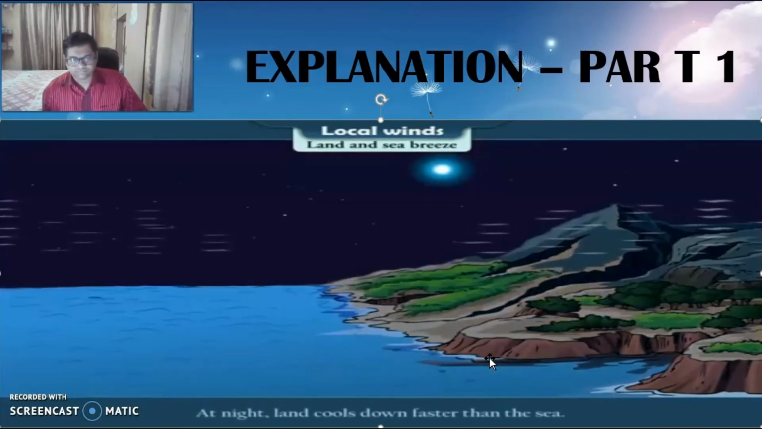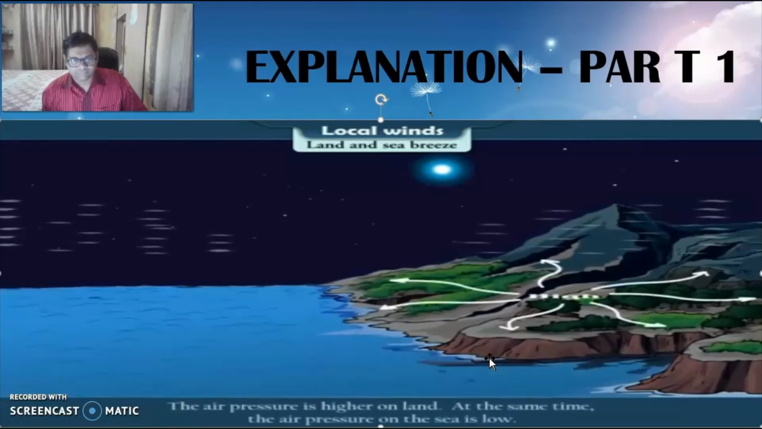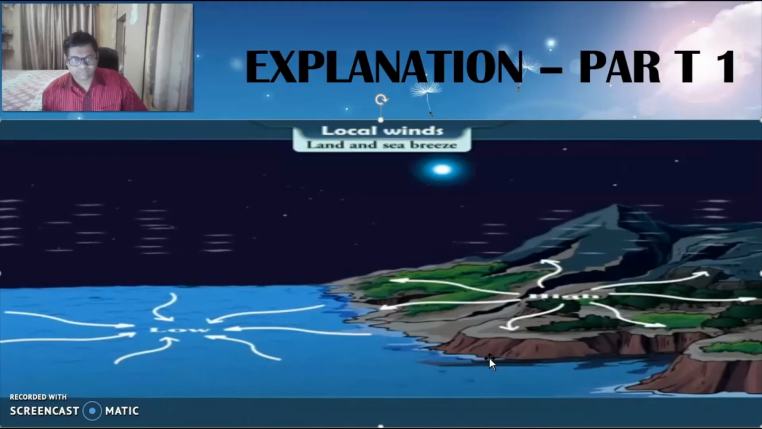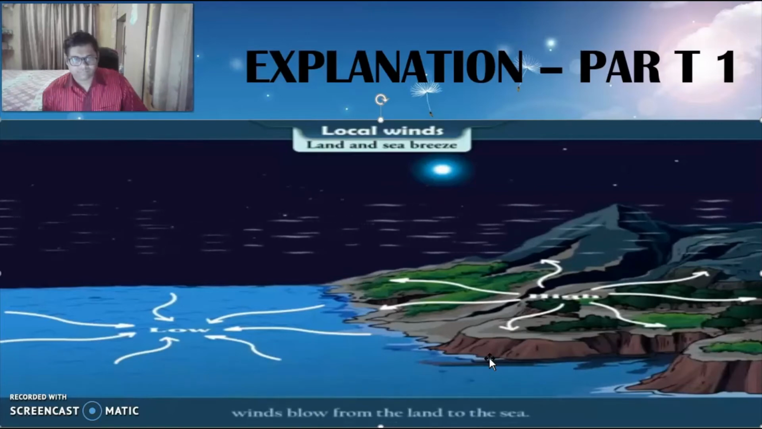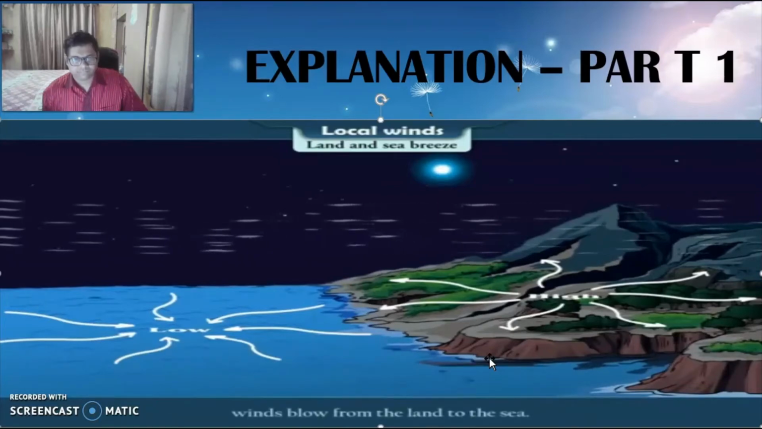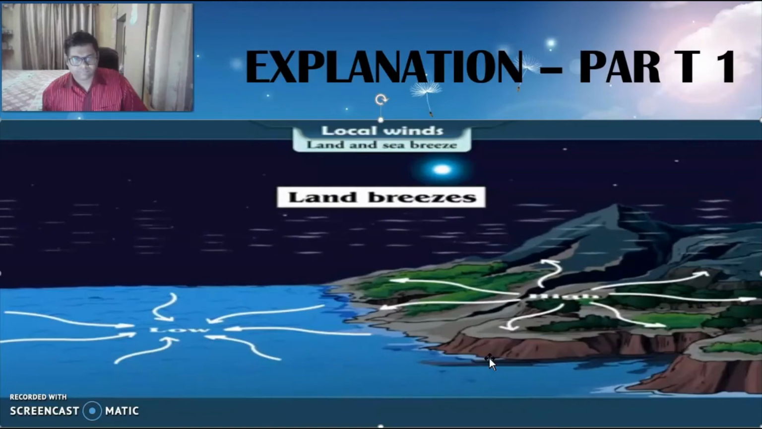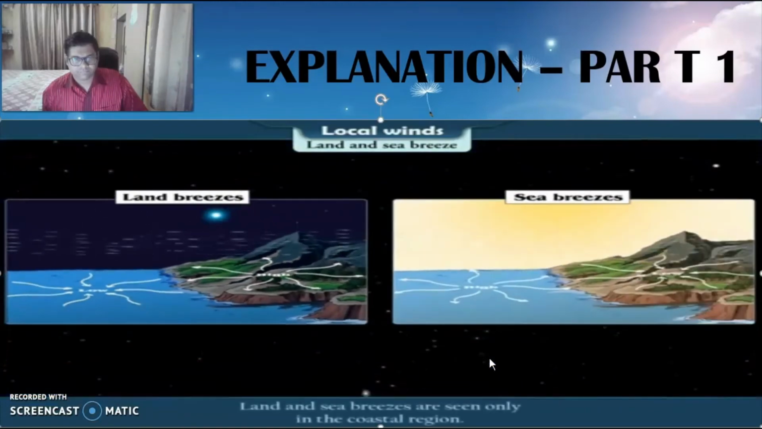At night, the land cools down faster than the sea. The air pressure is higher on land. At the same time, the air pressure on the sea is low. Therefore, winds blow from the land to the sea. They are called land breezes. Land and sea breezes are seen only in the coastal region.